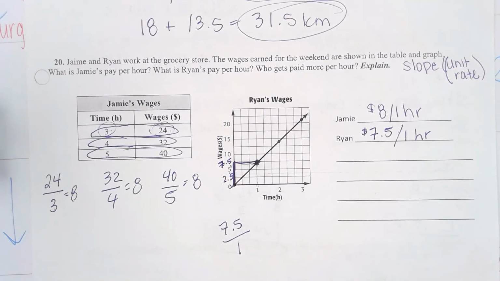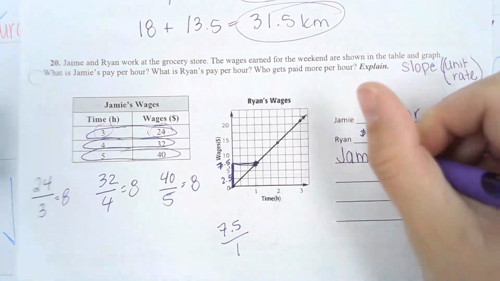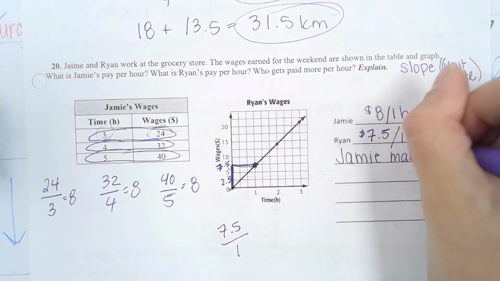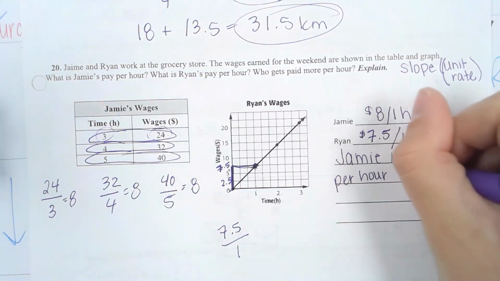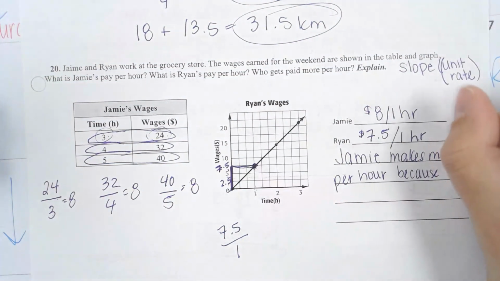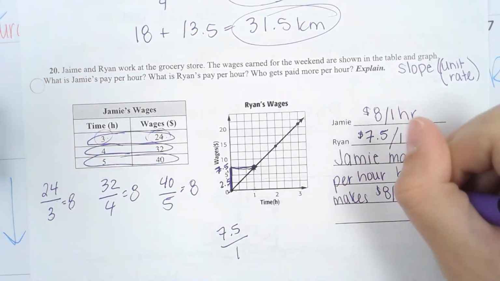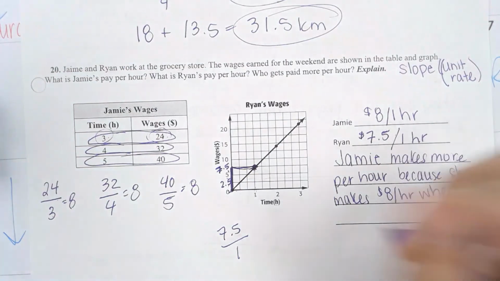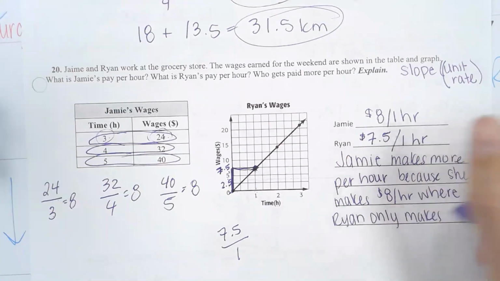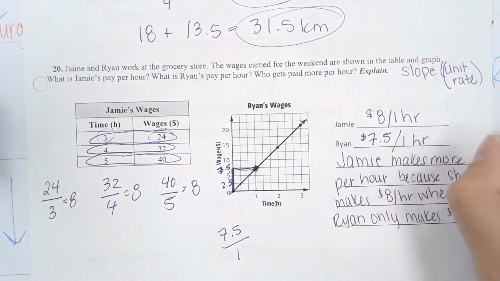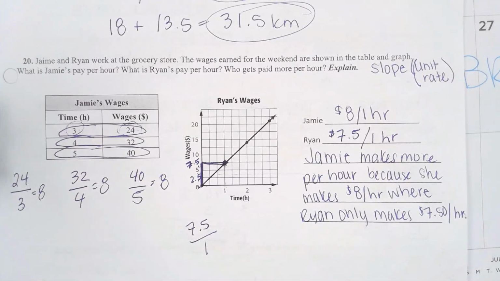So who gets paid more per hour? Well, Jamie does, because she makes $8 an hour, where Ryan only makes $7.50 an hour. And that's all that you'll have to put, okay?